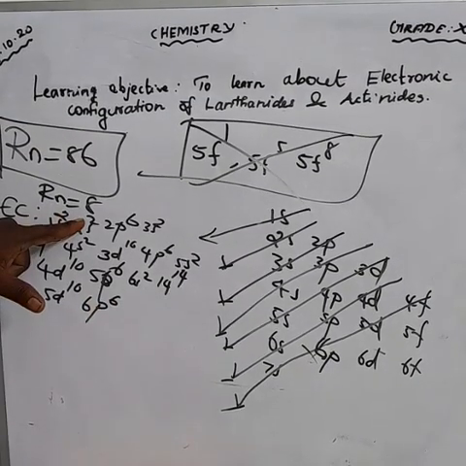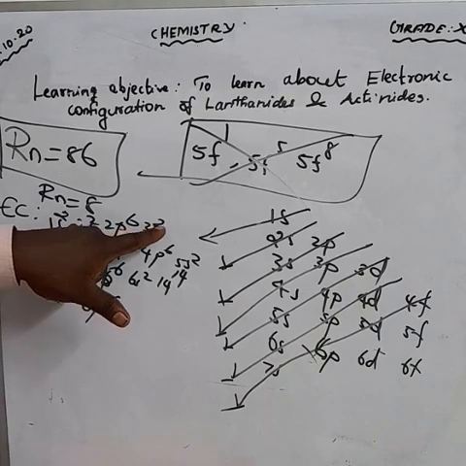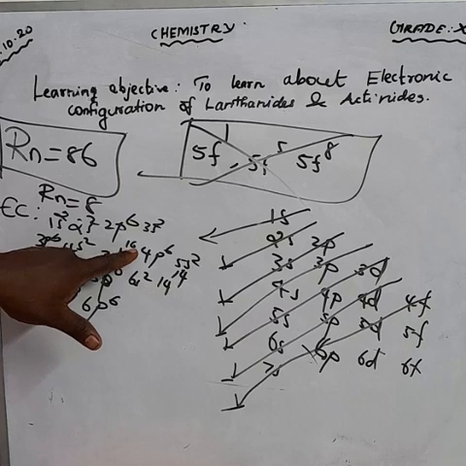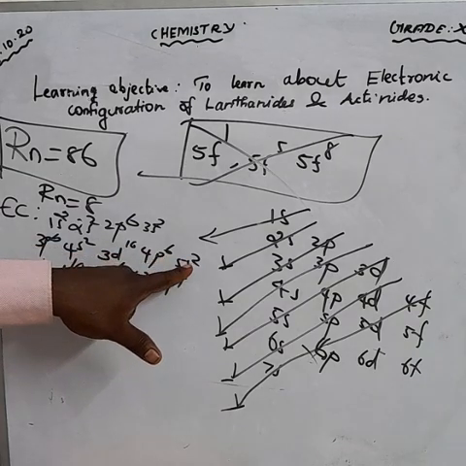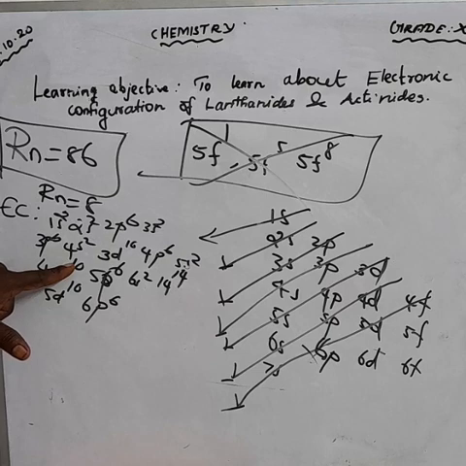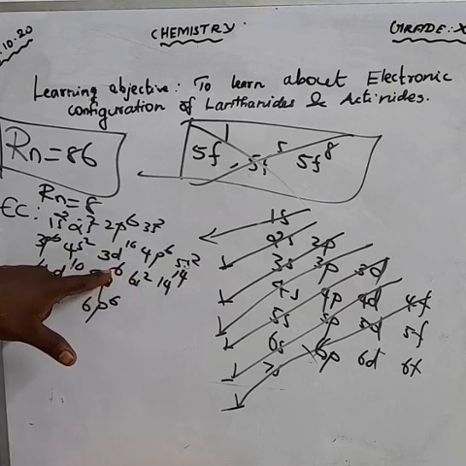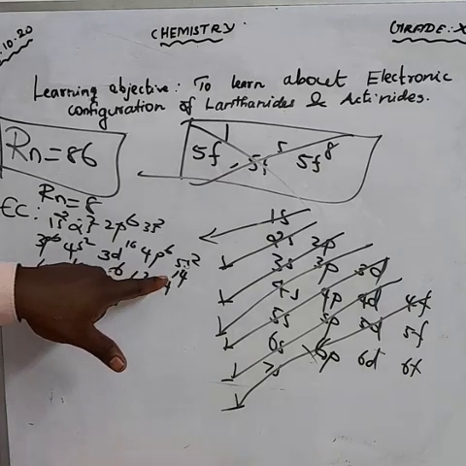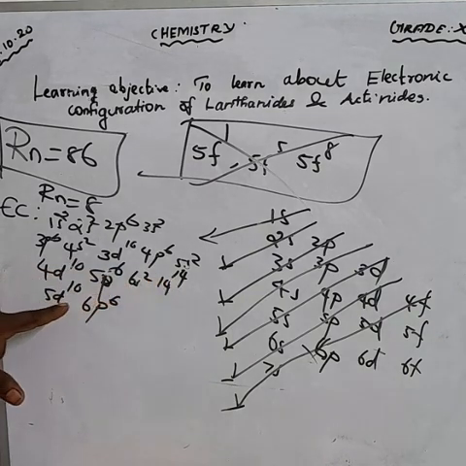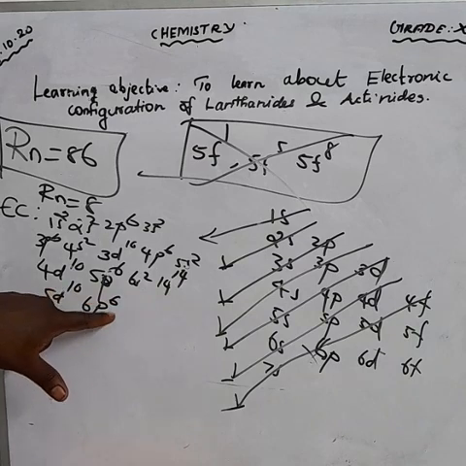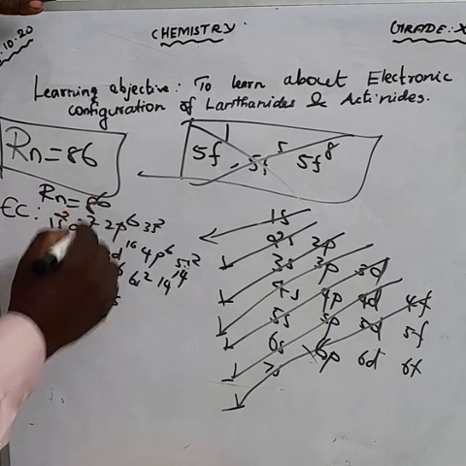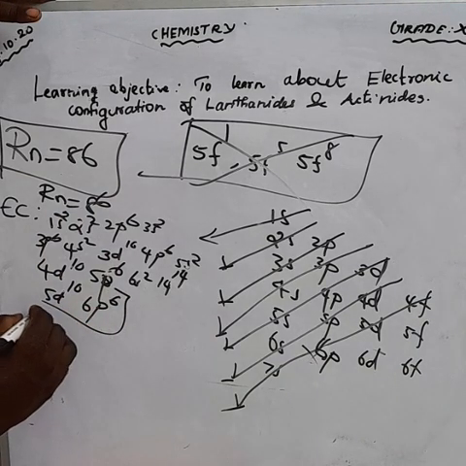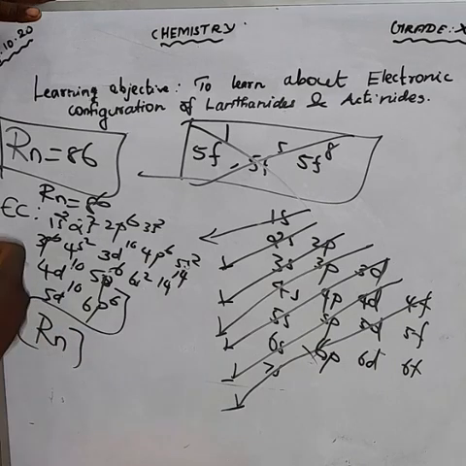2 plus 2, 4, 4 plus 6, 10, 12, 18, 20, 30, 36, 38, 48, 54, 56, 66, 70, 80, 86. Okay, radon is 86. 86 is over. For that we can derive radon.